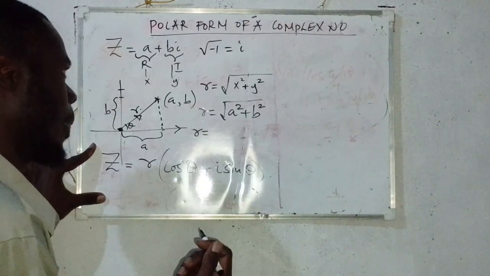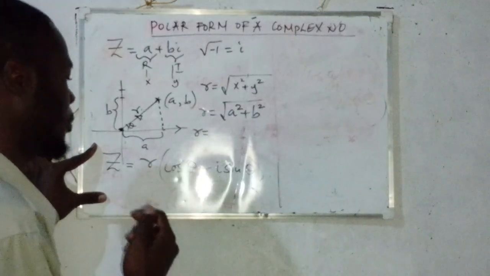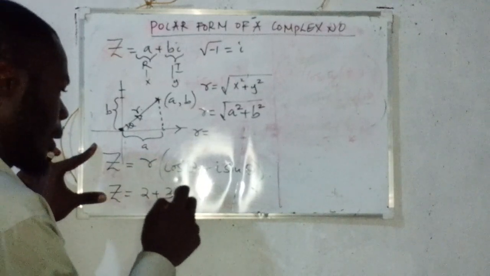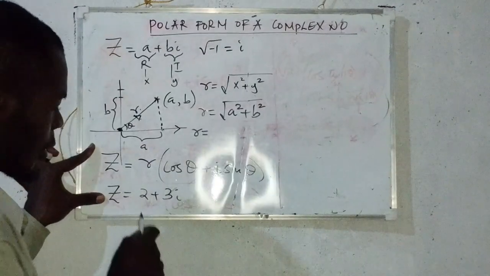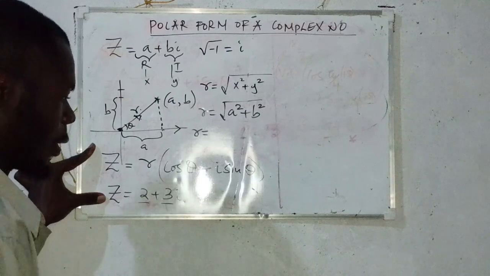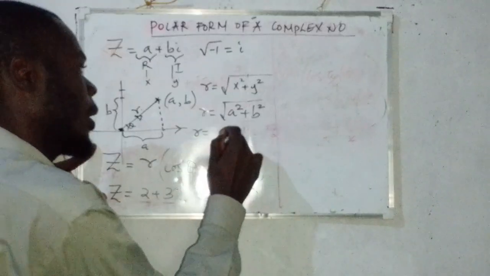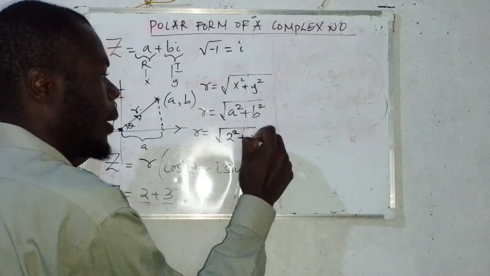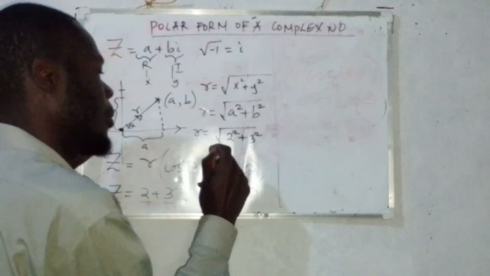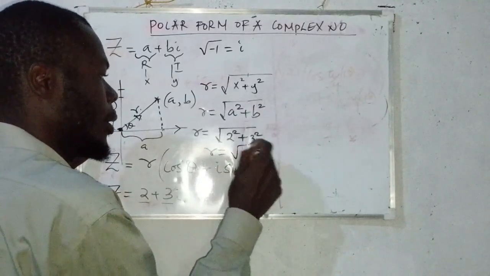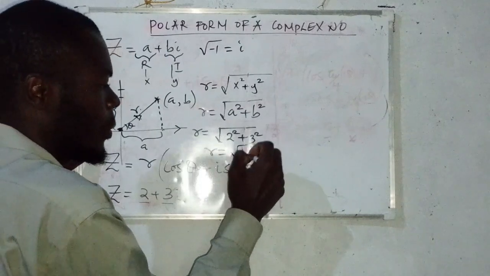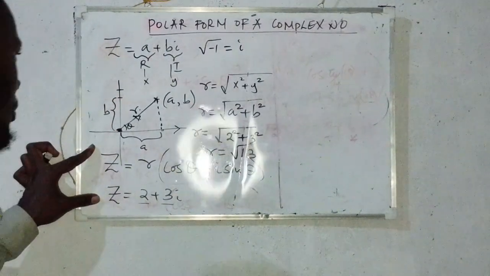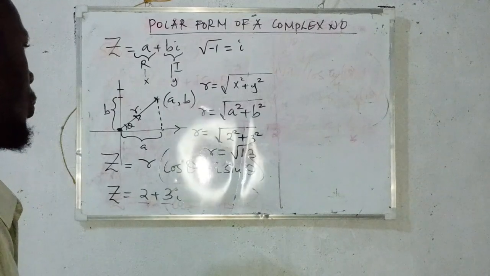Let's say, for example, our z is 2 plus 3i. So our a is 2, our b is positive 3. Your r will be the root of 2 squared plus 3 squared, which is the root of 4 plus 9, so root 13.